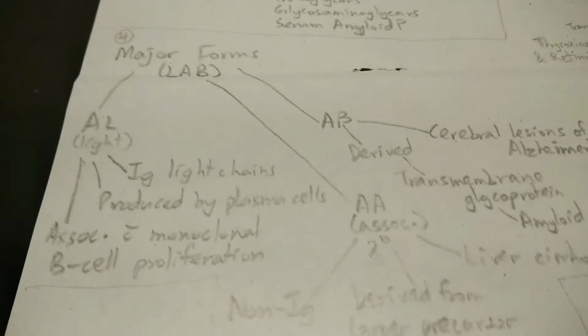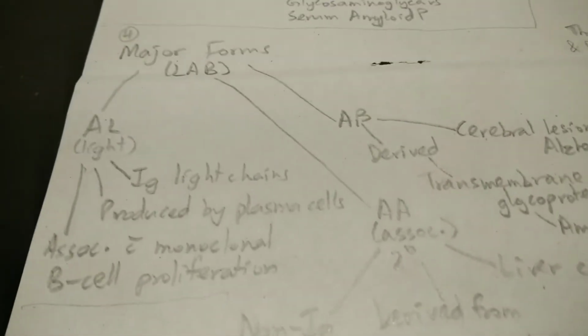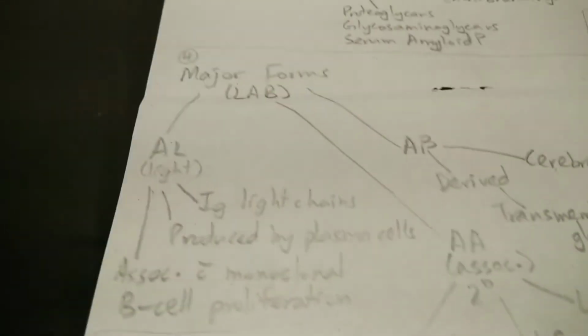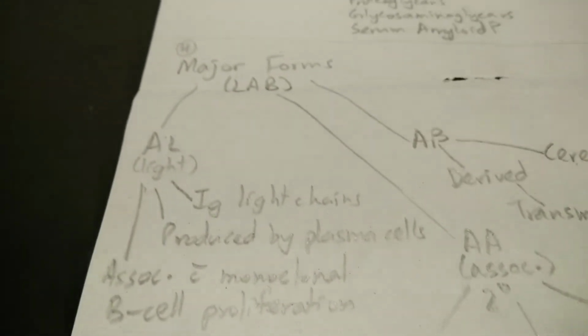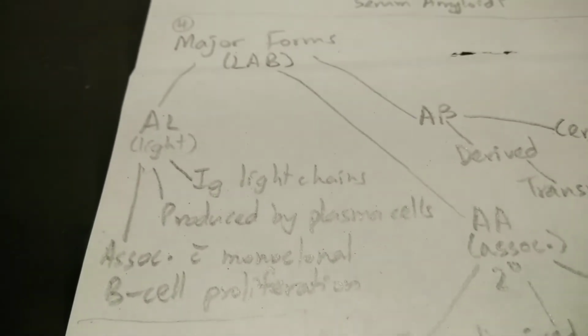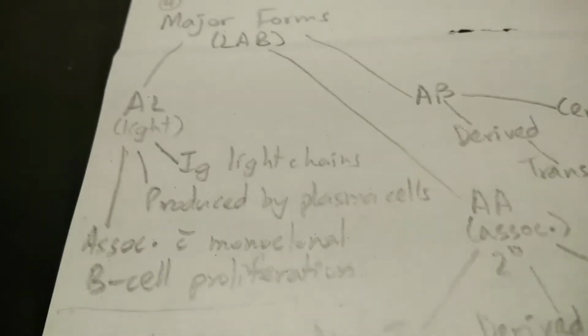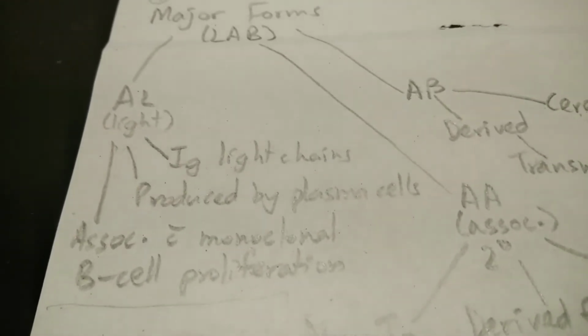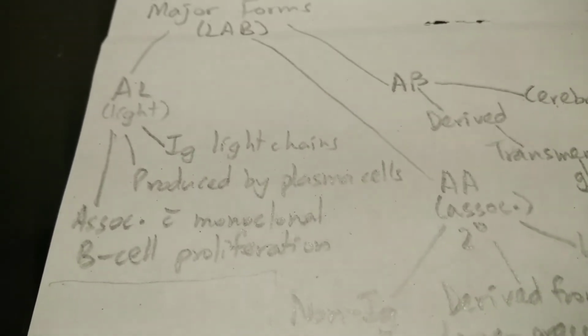How I remember it is LAB, right? So you have A in front of all these initials, that's for amyloid. So that's AL, AA, and A beta, all right? So I just take the L, A, and B. Now, AL stands for amyloid light chain, which is the most common type. These are basically immunoglobulin light chains produced by plasma cells, and they're often associated with monoclonal B cell proliferation, right?